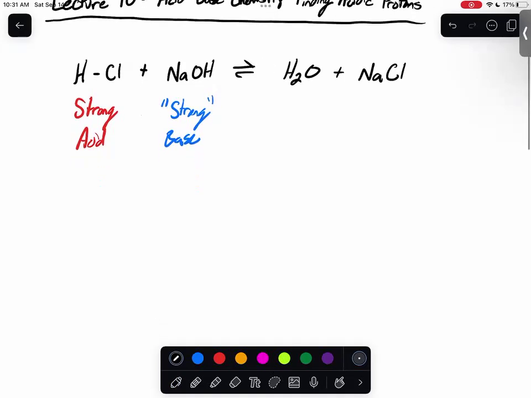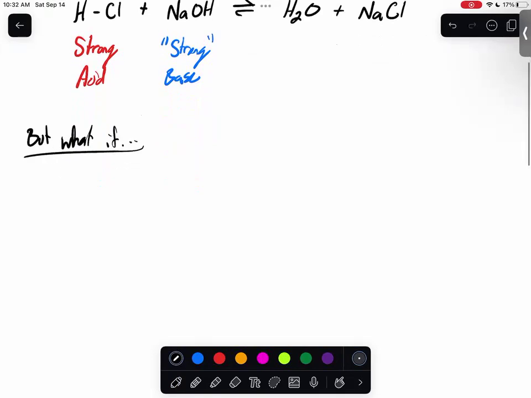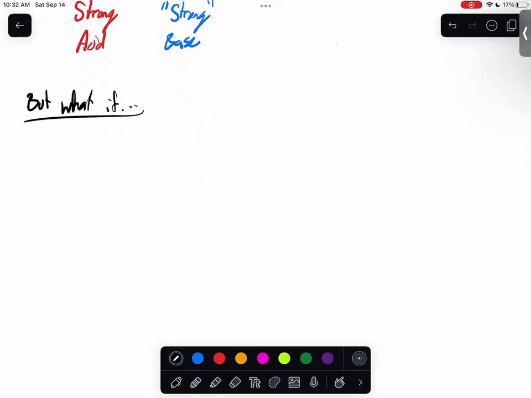But what if we were given a situation where we don't necessarily have a strong acid or a strong base there to guide us, right? And the book gives a really good example of this, and it is a reaction that looks like this. The question becomes, what is the product here?